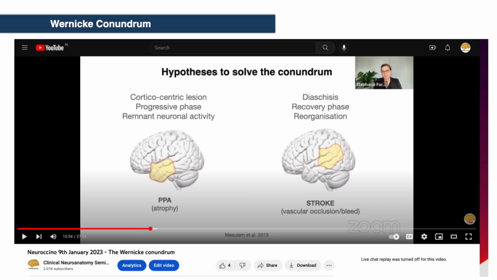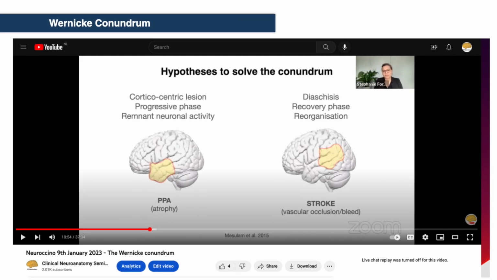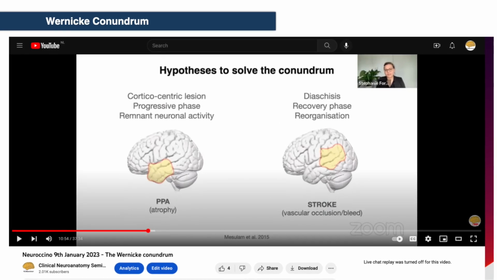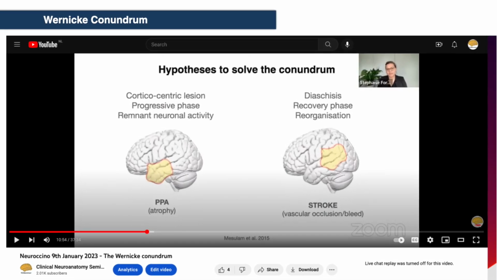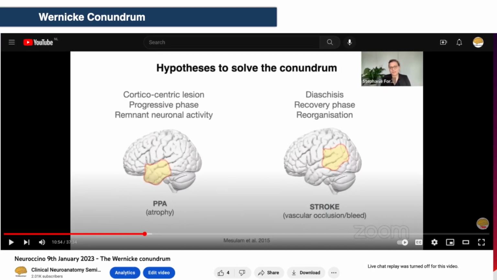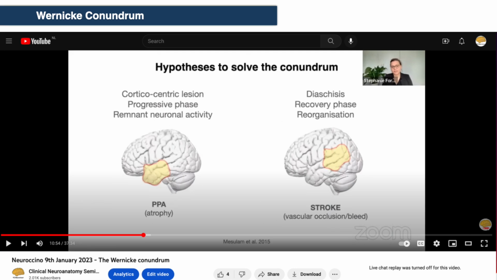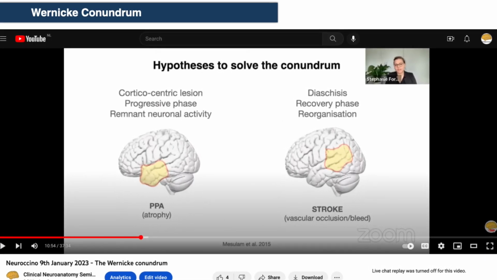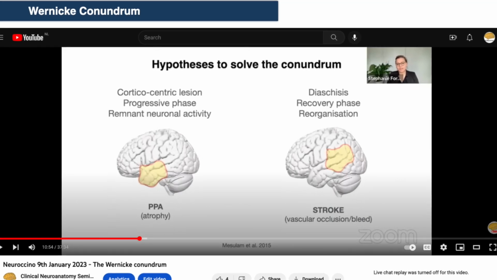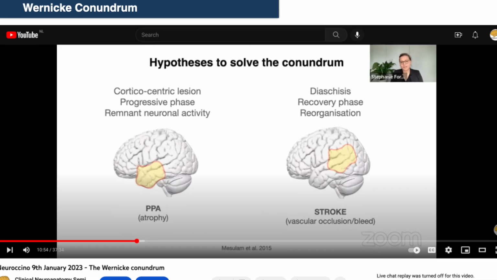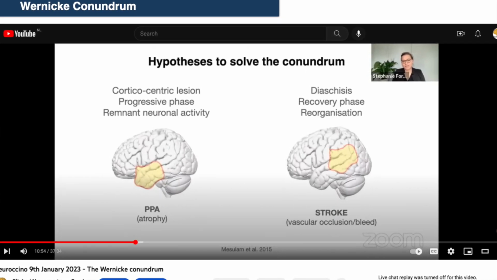This is just a little info for you because we talked about this. This is the Wernicke conundrum, which was a recent debate in the journal Brain. And I didn't include it in the presentation tonight, but we actually had a journal club on the 9th of January where we go into a bit more detail on what the conundrum is, how to solve it, and why the current literature may or may not have solved the conundrum.